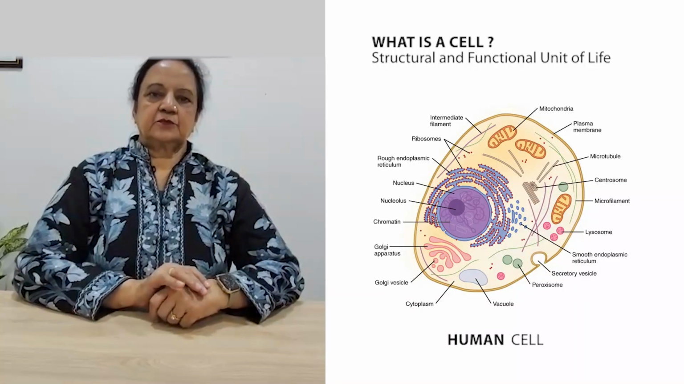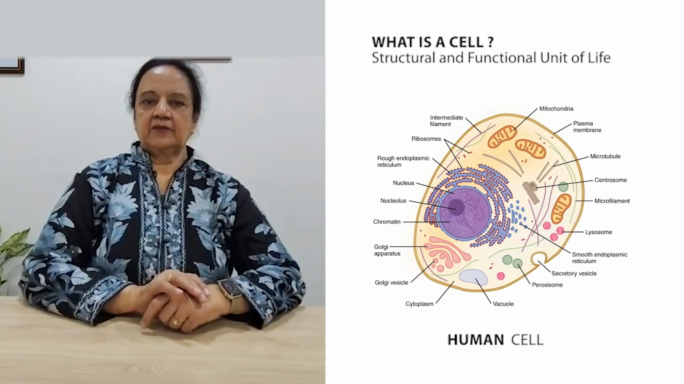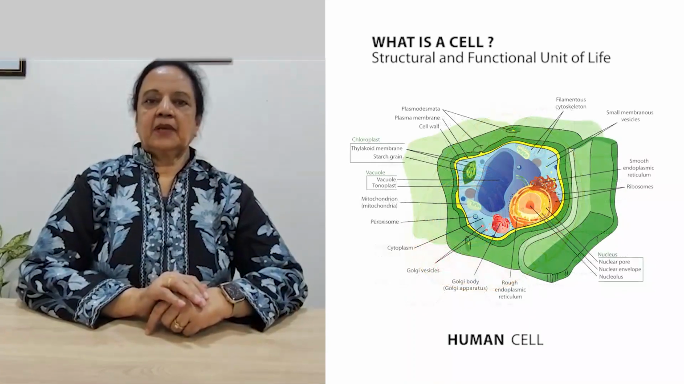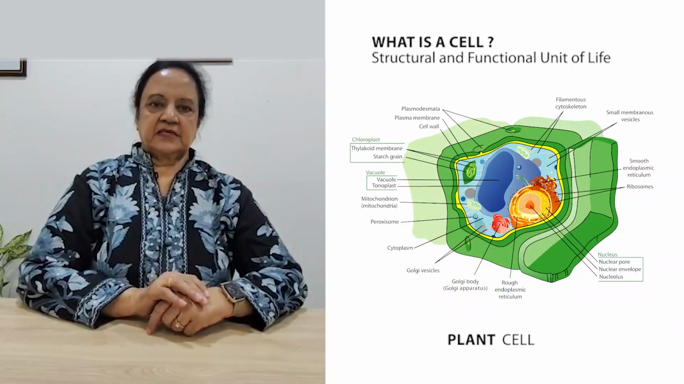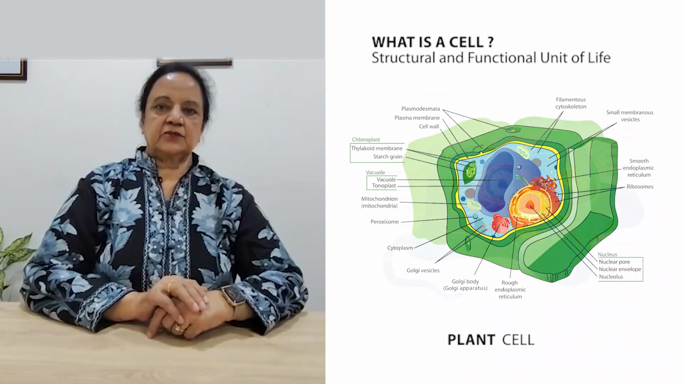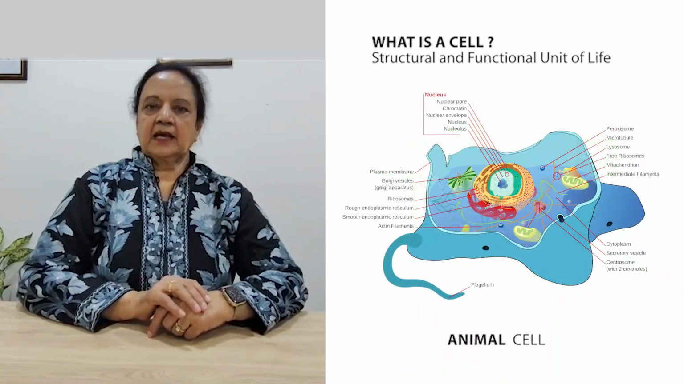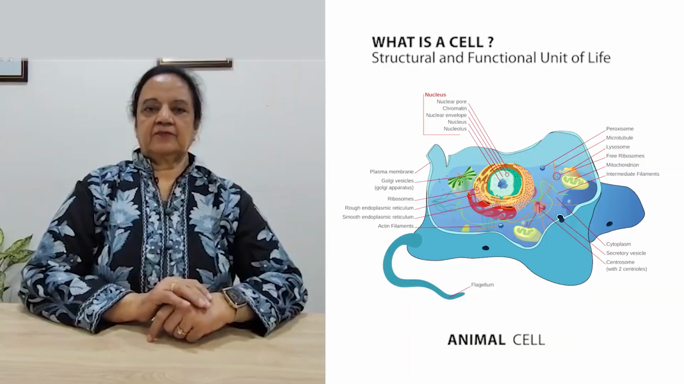A cell is the smallest fundamental living unit of life. All plants and animals are made up of cells. That is why the cell is called the structural and functional unit of life.